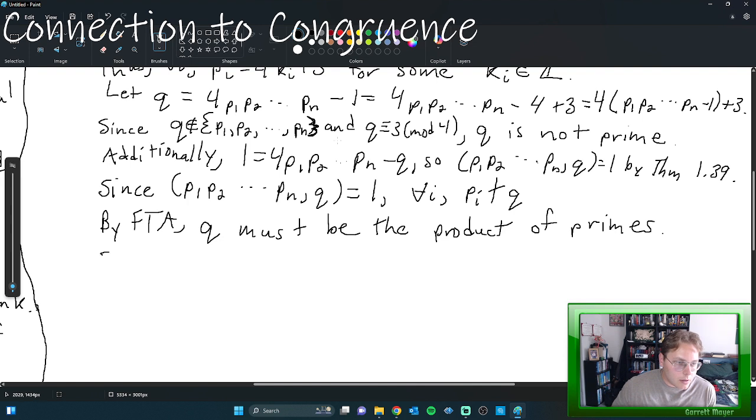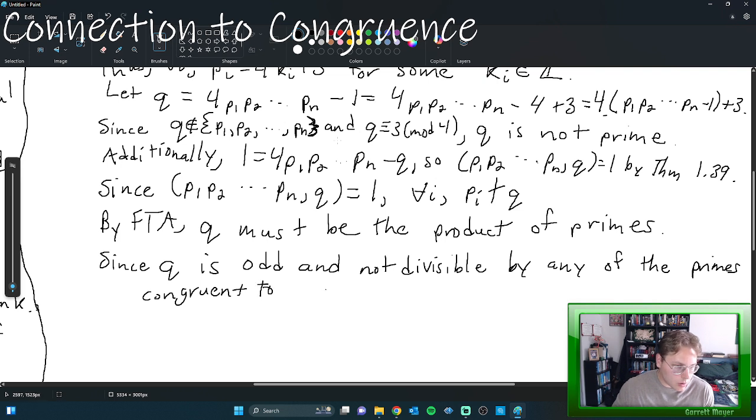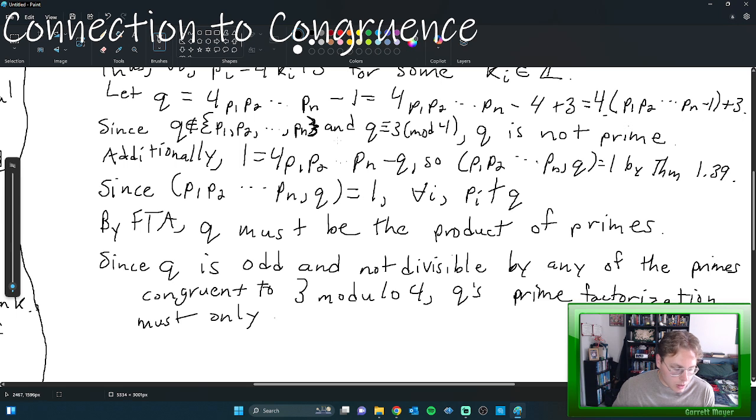Okay, and then since q is odd, since it's congruent to 3 mod 4 and not congruent to 0 mod 4, since q is odd and not divisible by any of the primes congruent to 3 modulo 4, q's prime factorization must only contain primes congruent to 1 mod 4.